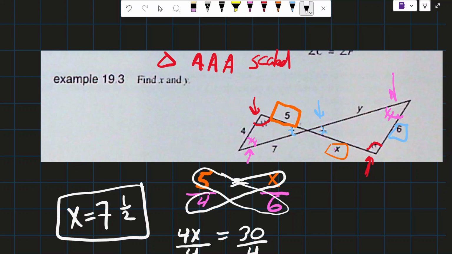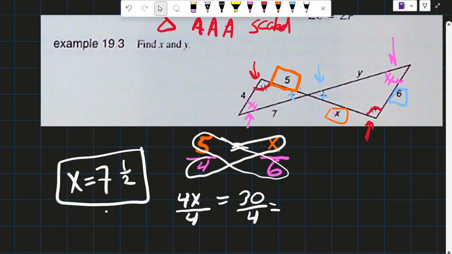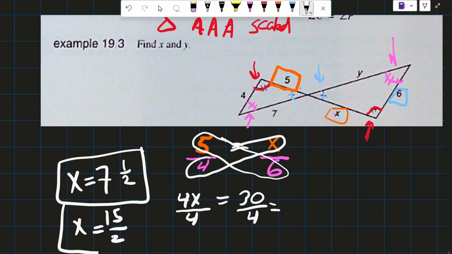And what would the other side be? Let's see. I think the book left this as a fraction, improper fraction. So that would be what, 15 over 2 is what equals x. Either way, right? Same answer. Or 7.5. Now we got to find y, right? Let's find y. Well, we already know that 4 and 6 are the same, right?